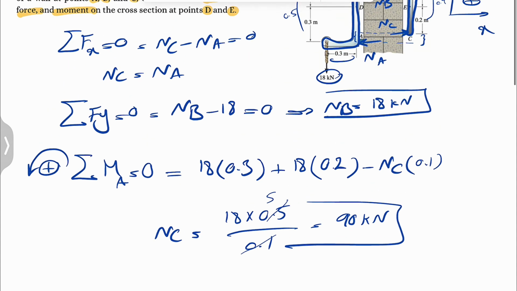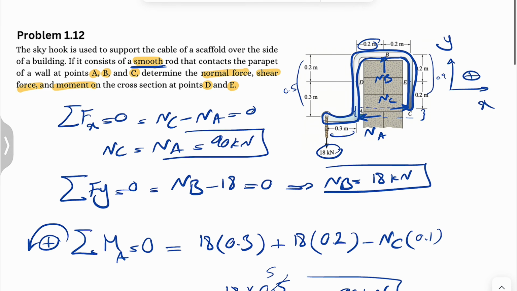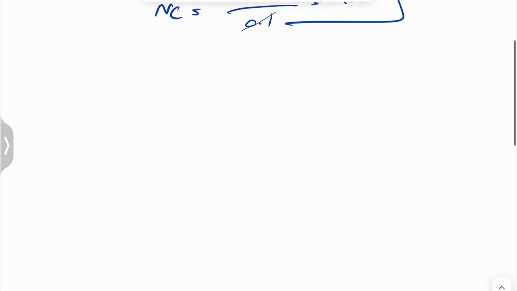So we have NC, and when we have NC, NA is the same. So this will also be 90 kilonewtons. Alright, so now that we have all the unknowns that we were looking for, we can start our cut. Maybe start with D first. So we're going to do our cut, and this is the free body diagram that we're going to consider. I'm going to show it in here.